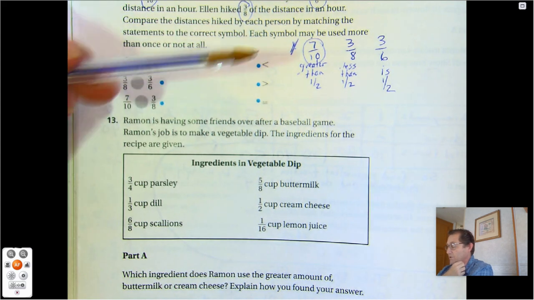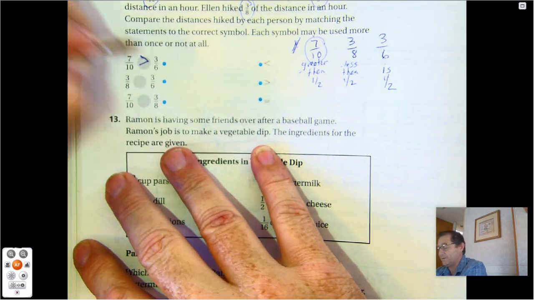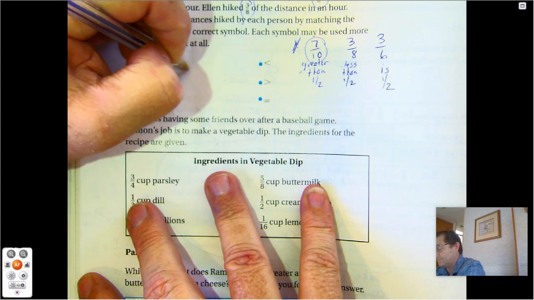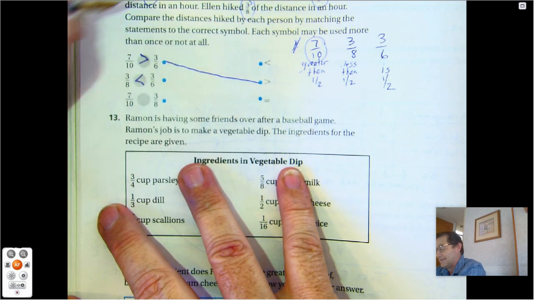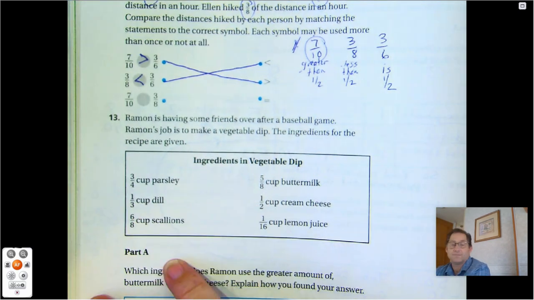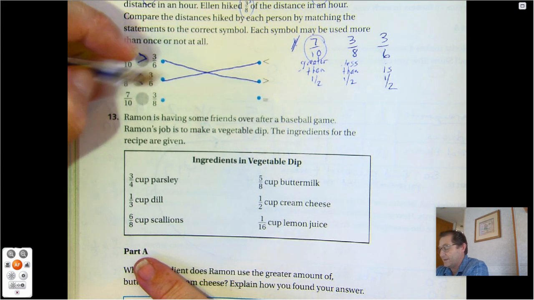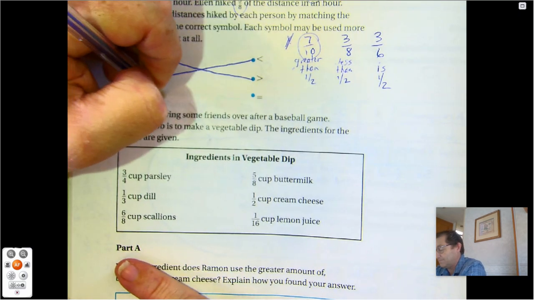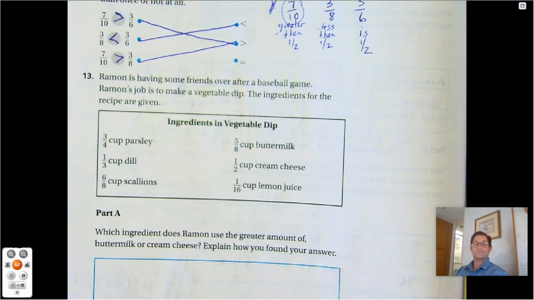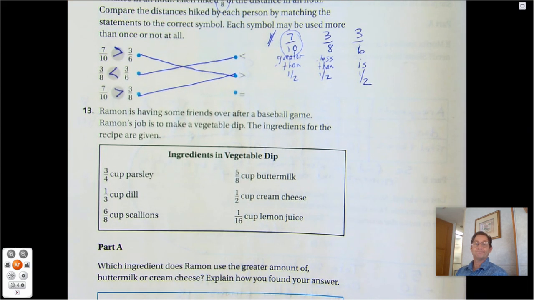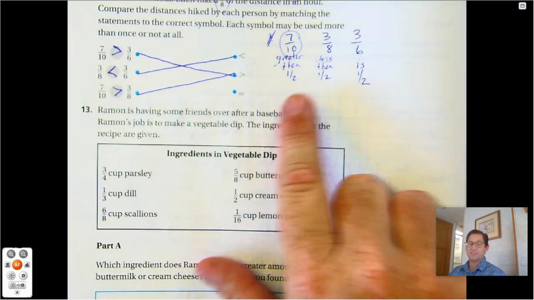So 7/10 is greater than 3/6. 3/8 is less than 3/6. 7/10 is greater than 3/8. Could have also found a common denominator if you wanted, but this one made a lot of sense just to compare it to the benchmark 1/2.